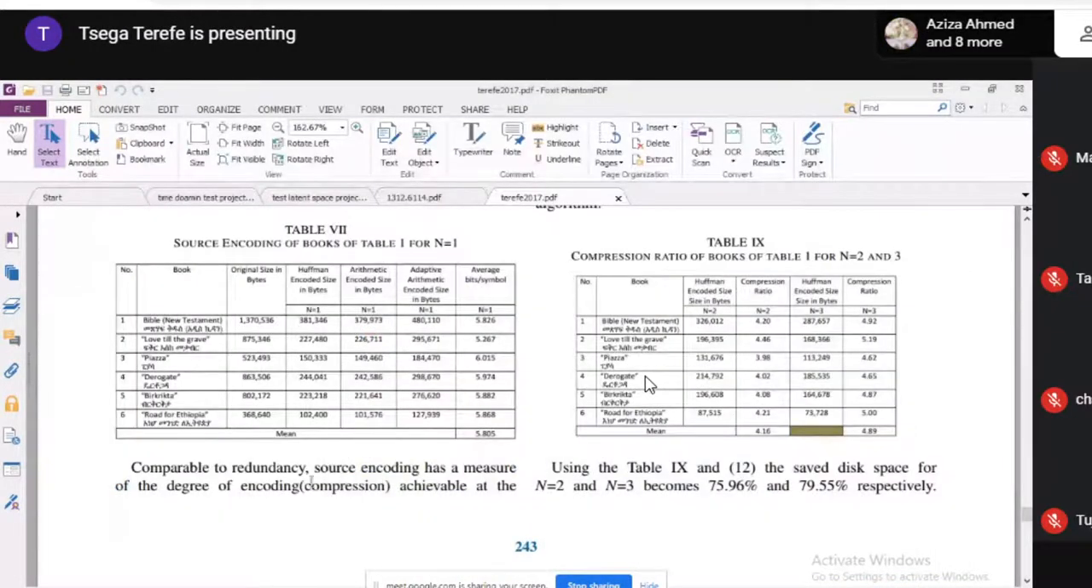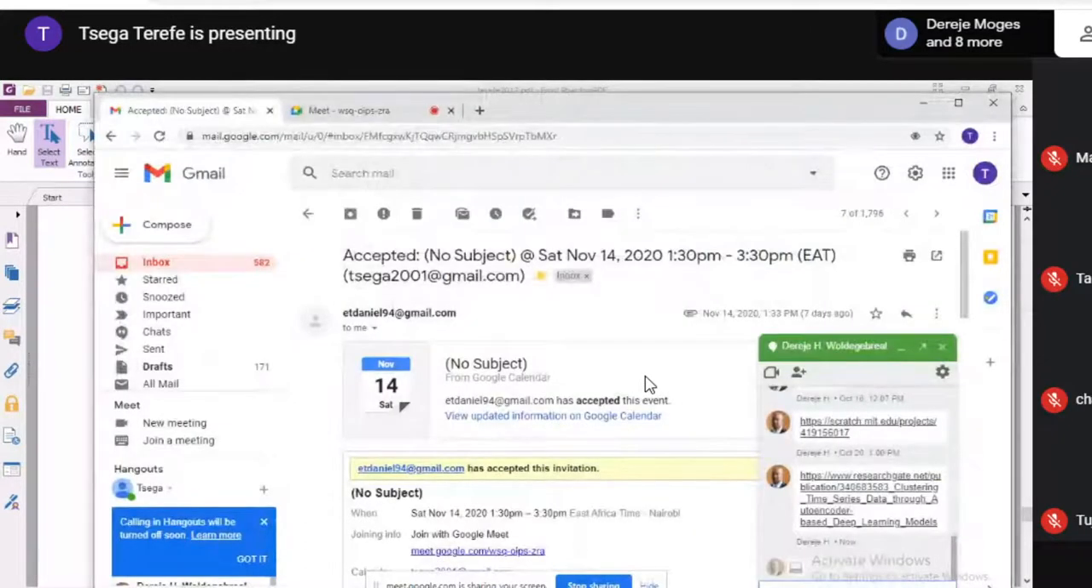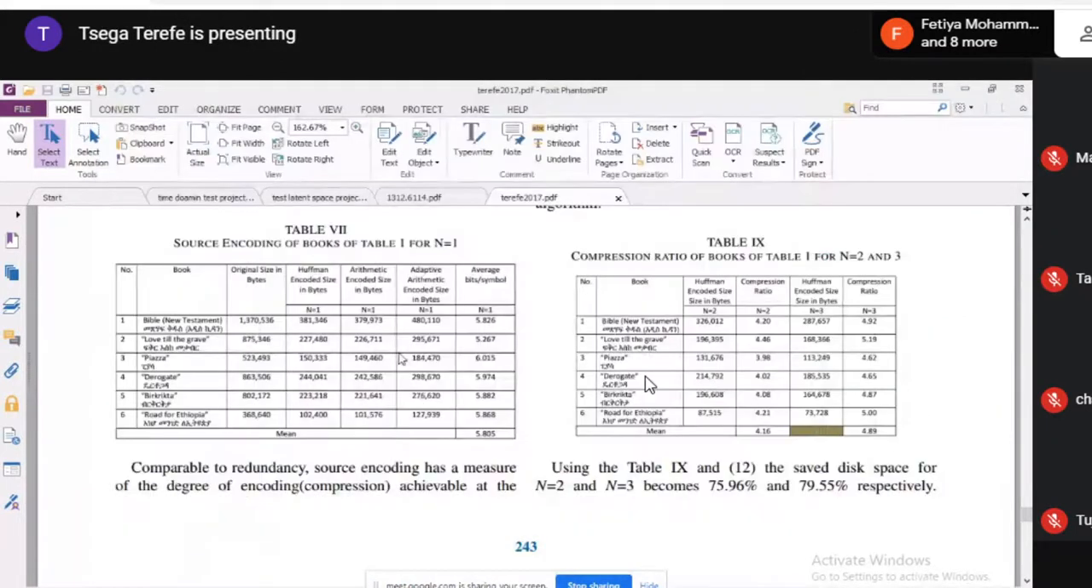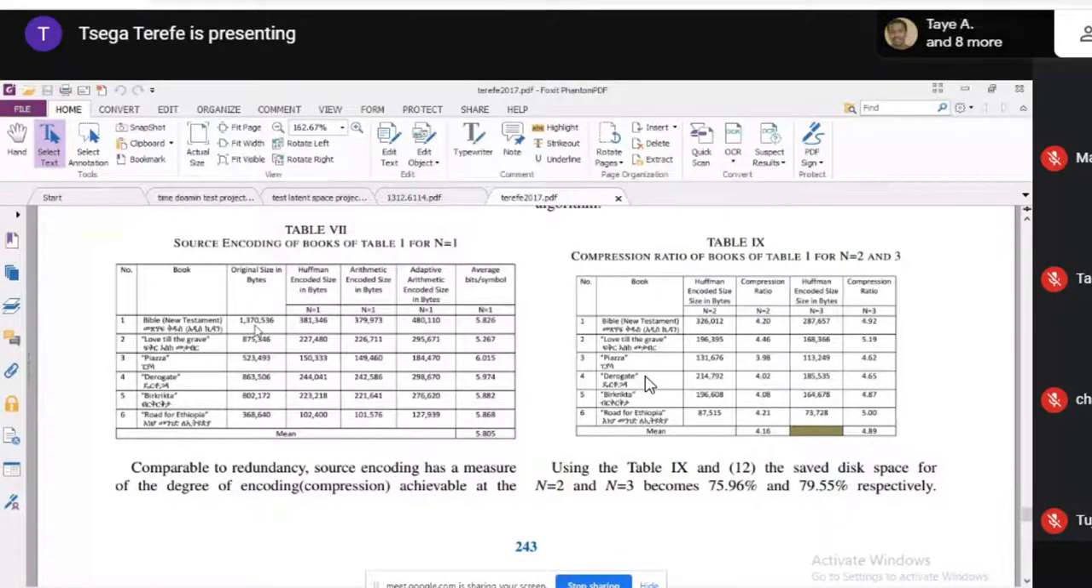So what you can see here is that, for the Bible and Septuagint, the original size of the Bible is around 1.3 megabits. And using different encoding algorithms, what you get is around 381 kilobits or kilobytes.